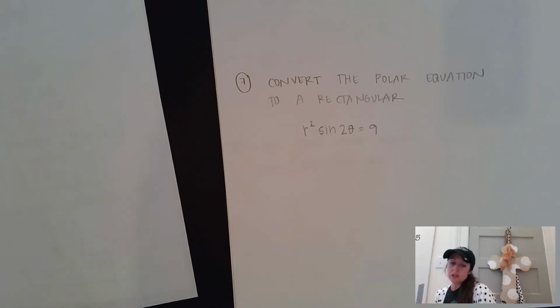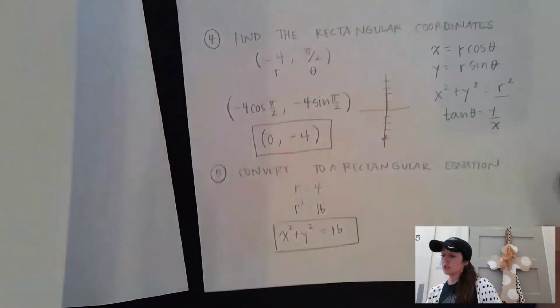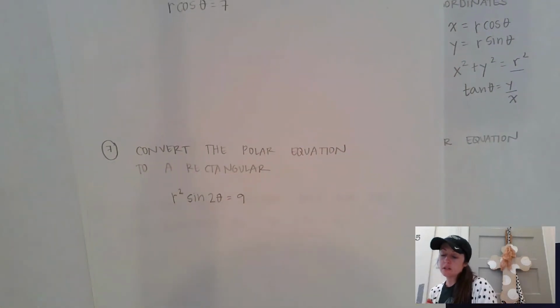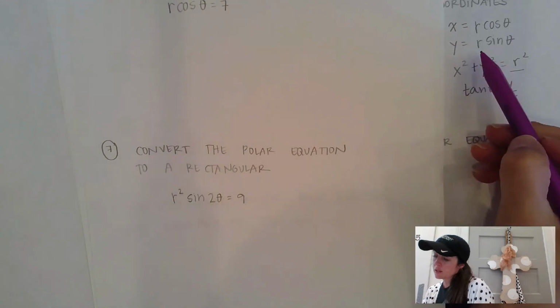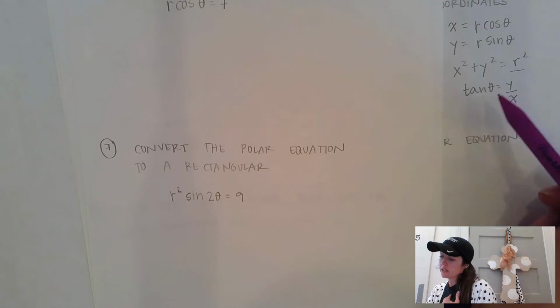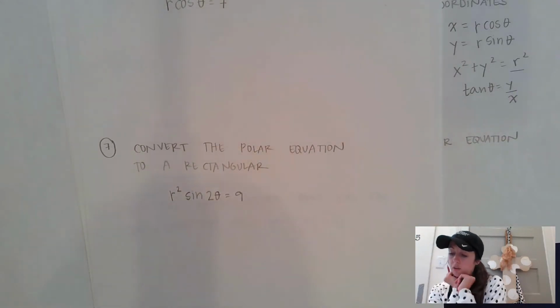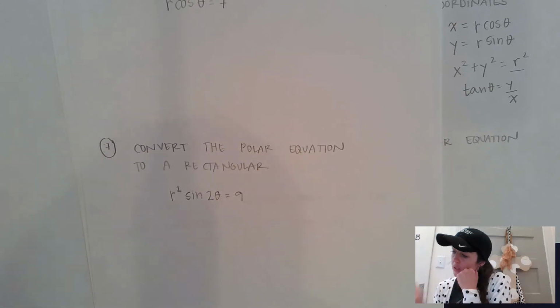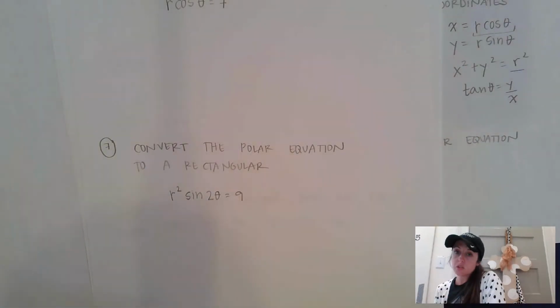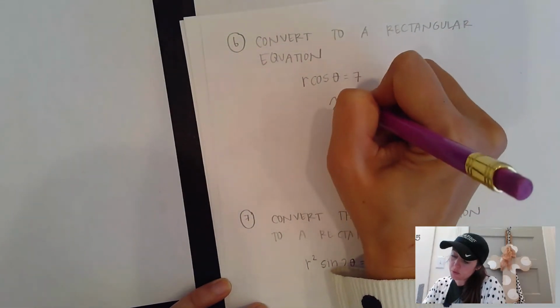All right, so let's look at this one. So let's remember our equations that we like here. So we've got x is going to be equal to r cosine of theta. y is going to be equal to r sine of theta. x squared plus y squared is going to be equal to r squared. Tangent theta is going to be y over x. So if I want to convert to a rectangular equation, r cosine of theta. Well, what is r cosine of theta here? It's just going to be x. So this is just going to be x is going to be equal to 7.